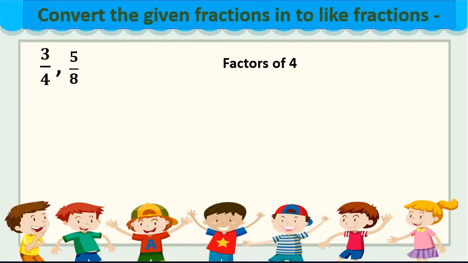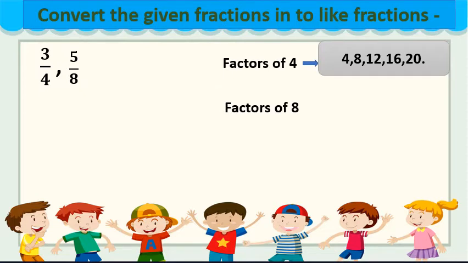First multiples of 4, that is the 4 table. 4 ones are 4, 4 twos are 8. Like this we have to write. And the multiples of 8 we will write: 8, 16. Again 8 table we will write because we are dealing with the multiples of 8. Correct? Now we have to find out any same number we get in both. Yes, here 16. Here also we have 16. So we can convert the given fractions into like fractions by using 16 as the denominator.